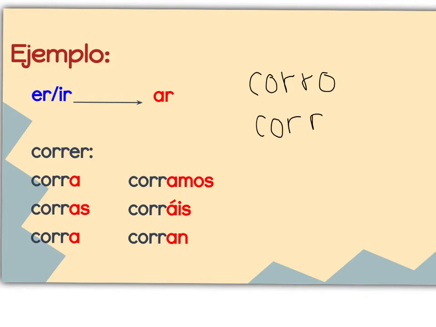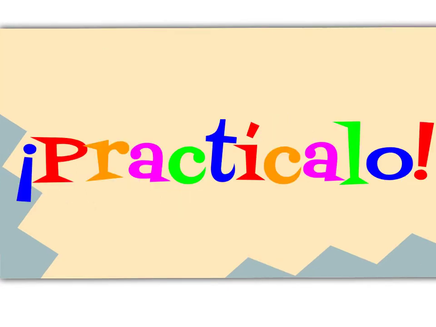And finally, I add my opposite endings. It's an ER, IR verb, therefore it's going to be AR endings. Corra. From there, as you can see in my six-pack, I just conjugate it all as I would an AR present tense verb. Corra, corras, corra, corramos, corráis, corran. Okay, practícalo. You have a few examples in your packet, so go ahead and conjugate for those verbs. We will go over them mañana.